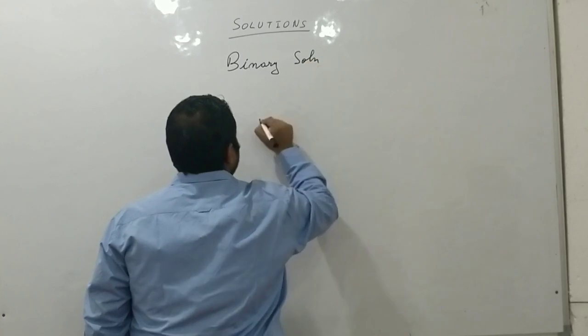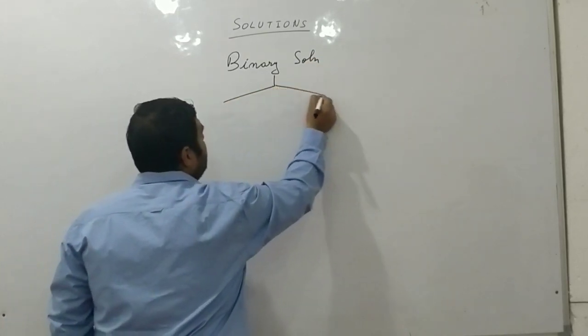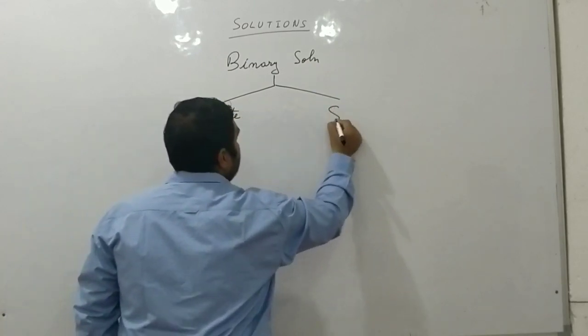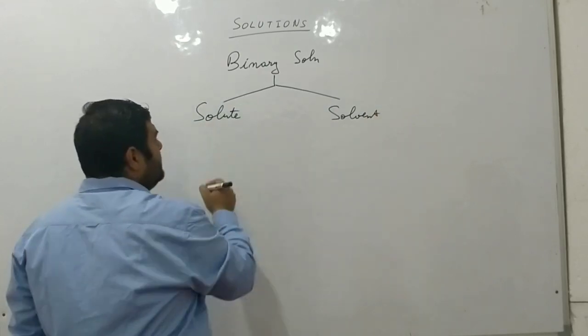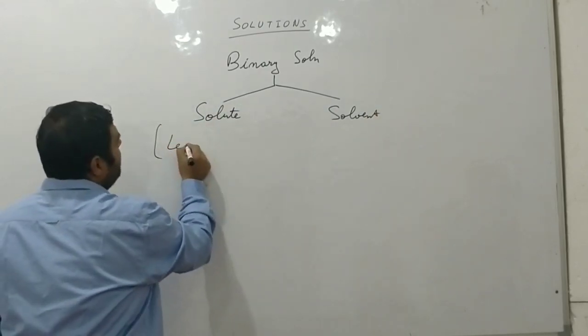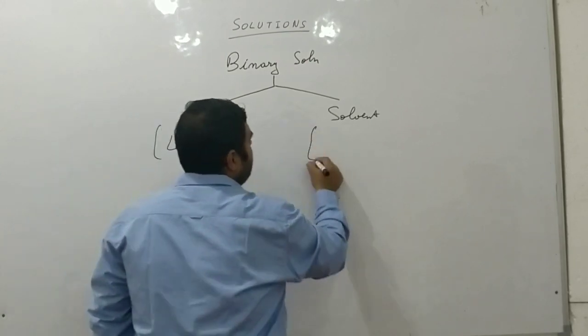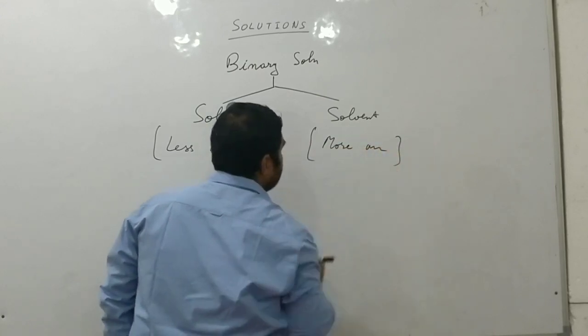Binary solution. What is binary solution? Binary solution is that which is made up of two components, that is solute and the second one is solvent. Now what is solute? Solute is the component which is present in lesser amount, and solvent is the component which is present in more amount. Now let us see an example.